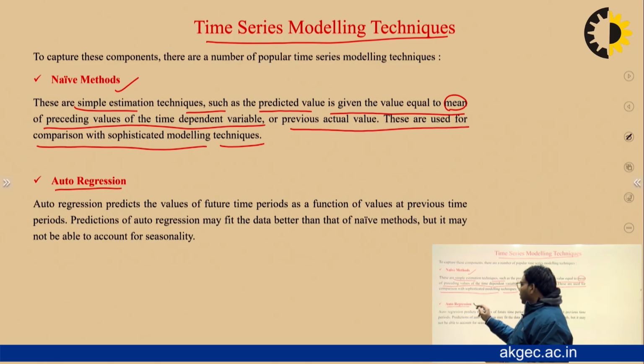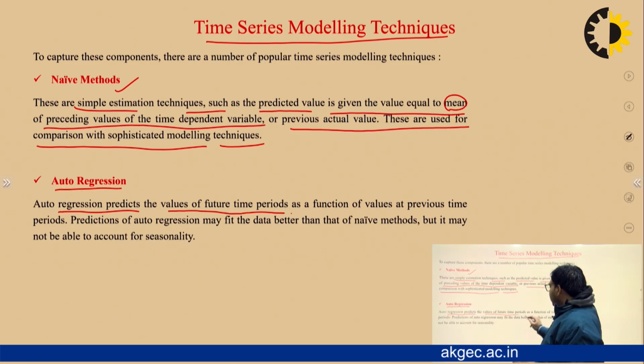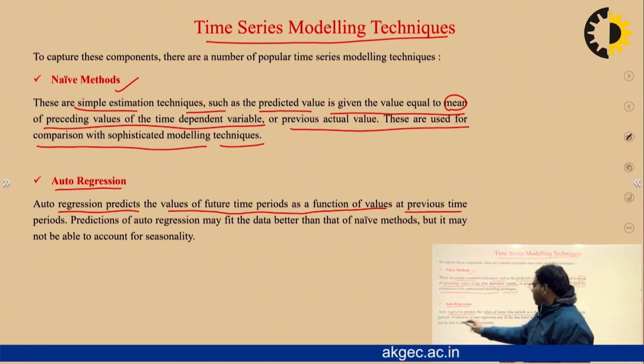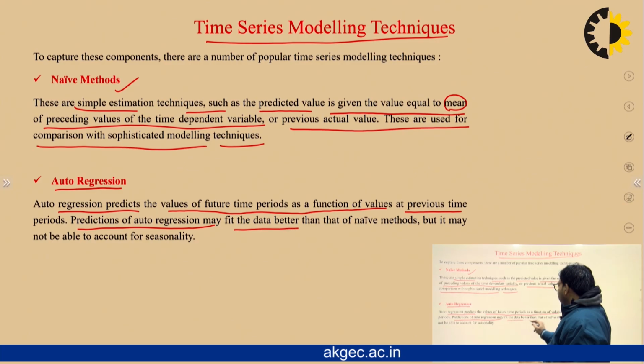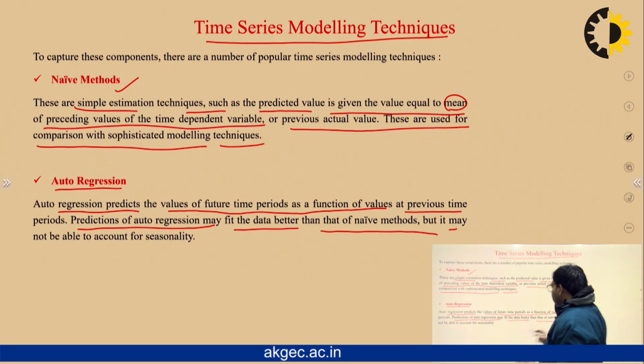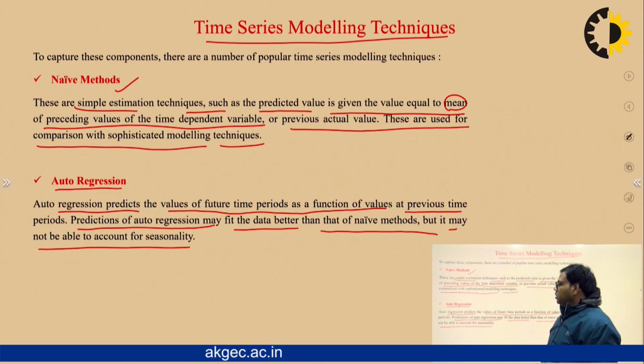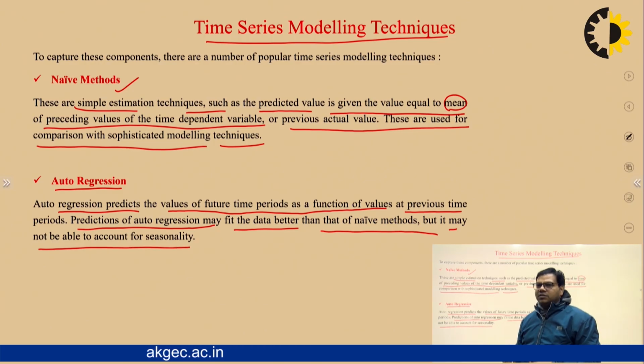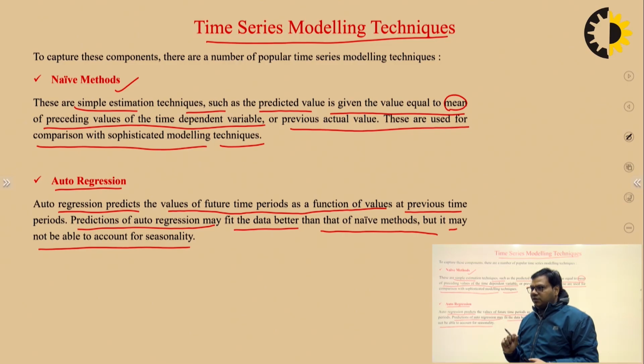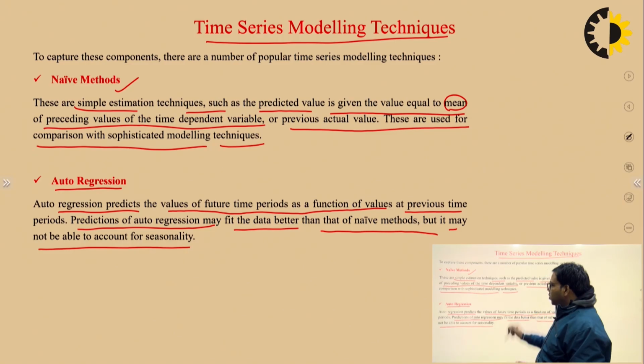Another technique is auto-regression. It predicts the values of future time periods as a function of values at previous time periods. Prediction of auto-regression may fit the data better than that of the naive methods, but it may not be able to account for seasonality. Every technique has some advantages and some limitations. So we can choose the technique for my modeling depending on the problem and depending on my data, right? These are the two main factors in every data analytics and machine learning: which type of problem you are working on and what kind of data you have. These are the two main factors in your choice among the available methods.